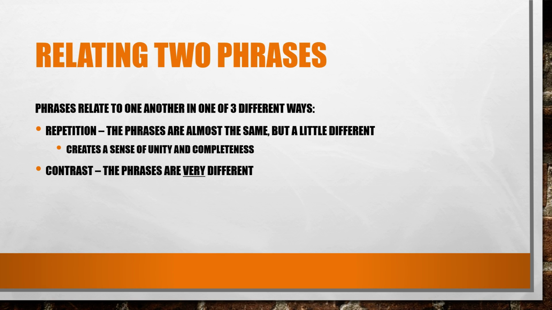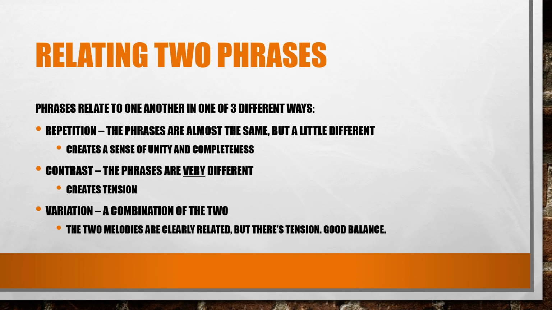Contrast is where the phrases are really, really different. This creates a tension. There feels like there's kind of a pause halfway through. There's a definite feeling of a breath being taken and a second phrase happening, but they don't feel directly related to one another. The last of the three is variation, and variation is just a combination of the two types, a little bit of repetition and a little bit of contrast. So the two melodies are clearly related, but there's some tension, there's a good balance. One of these is not better than the other.